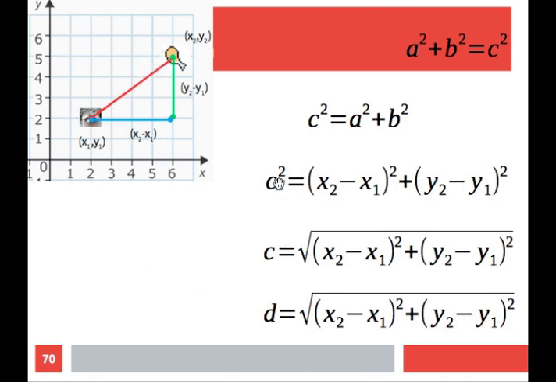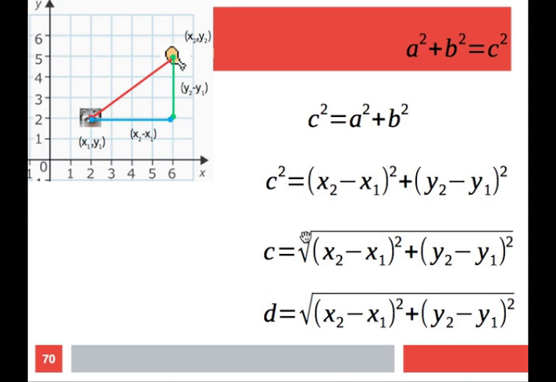And then of course you have c to the power of 2. You don't want c squared. You don't want to get the area of the imaginary square that is formed here. What you want to get is the length. So that's why you got to get the square root. That's what I did right here.